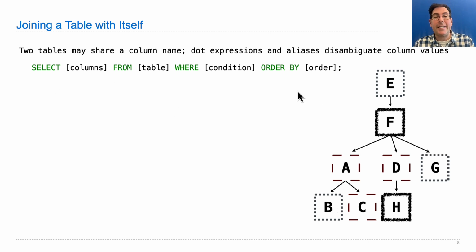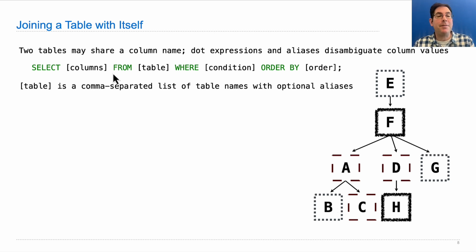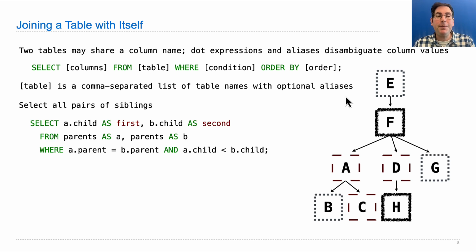When writing a select statement, the table in the from clause is a comma-separated list of table names with optional aliases. We haven't seen those yet, but here's what it looks like. If you want to select all pairs of siblings, then you'd need to consider two parent-child relationships at once. Finn's the parent of Ace, Finn's the parent of Ginger, therefore Ginger and Ace are siblings. What does it look like?